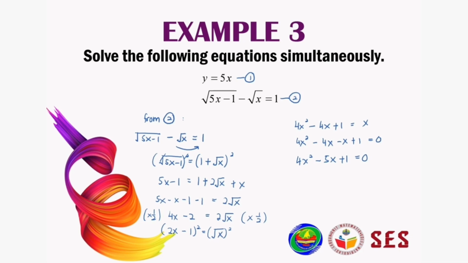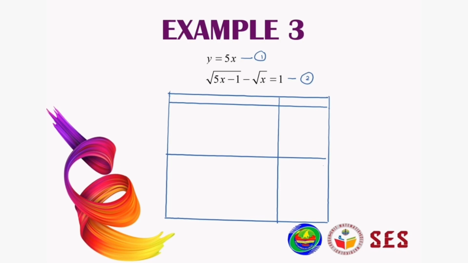Now we are ready to factorize this quadratic equation to find the values of x. When we factorize this, we have 4x minus 1 times x minus 1 equals 0. Therefore, the first root is 4x minus 1 equals 0, x equals 1 over 4, and the other root is x minus 1 equals 0, x equals 1. So, from equation 2, we have two solutions, which are x equals 1 over 4 and x equals 1.